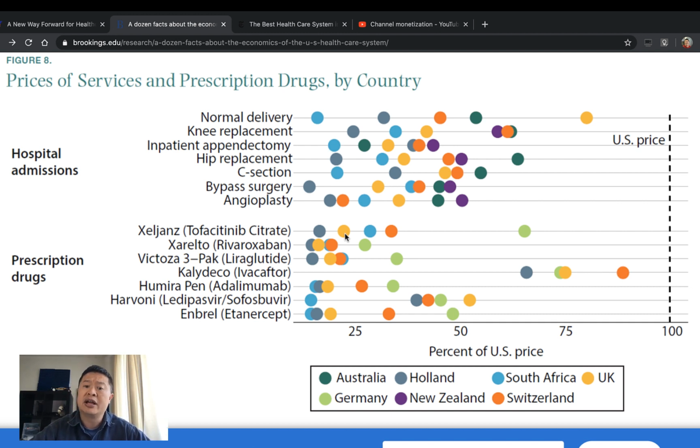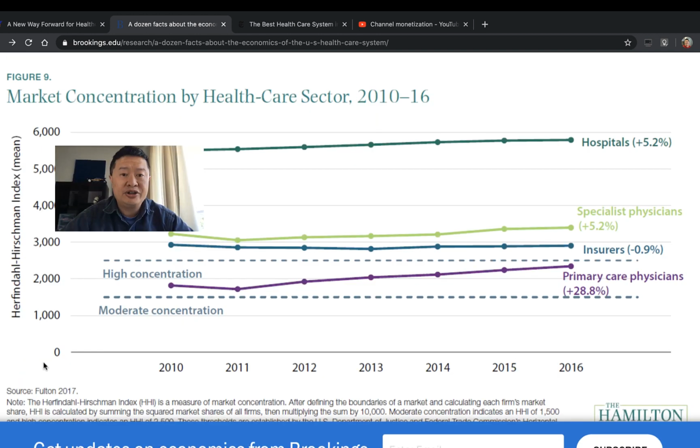So you have to wonder, why are American companies charging Germans and British and Dutch a fraction of what their home country is being forced to pay? Here's a chart of market concentration over time. And you see this first dotted line, if you're in this neighborhood, it's considered high concentration. If you're under here, it's considered moderate concentration.